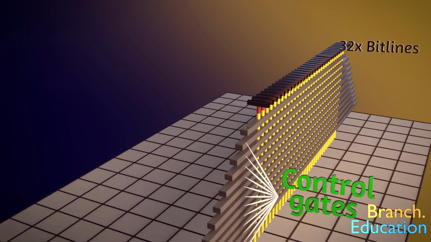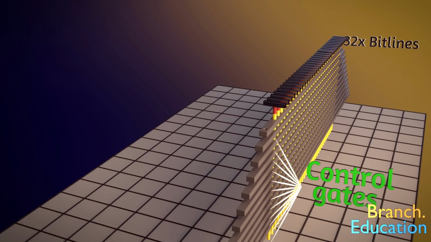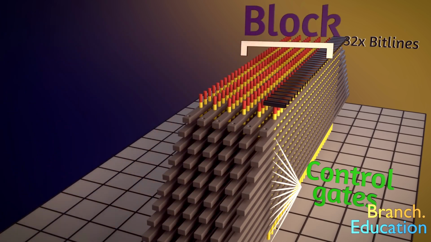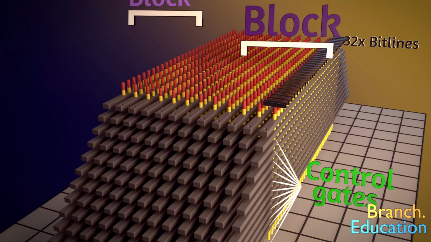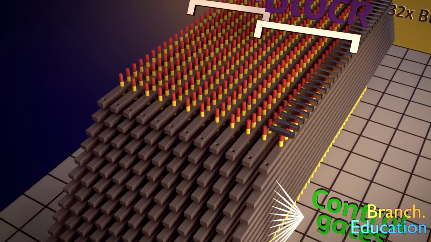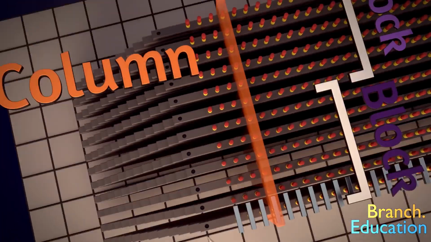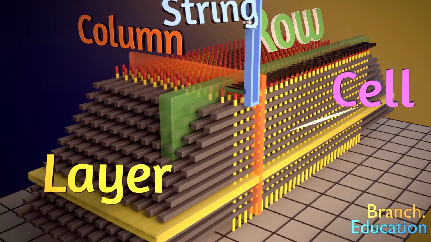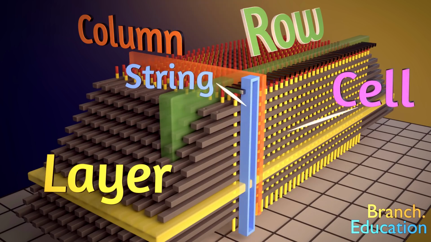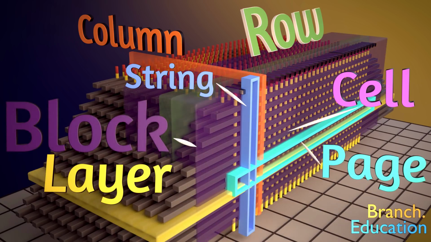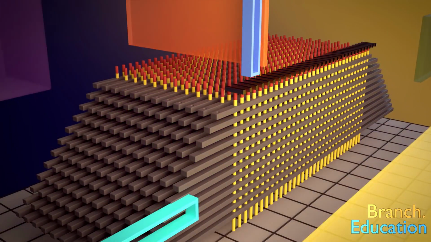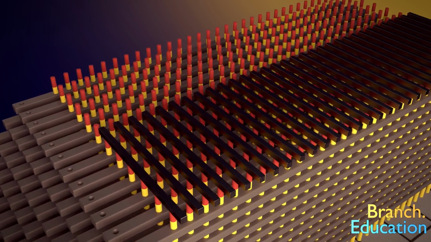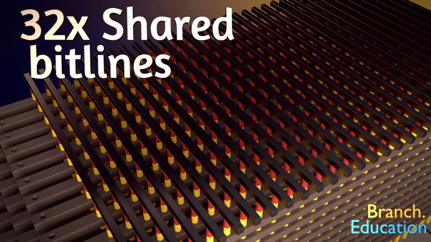Let's step up in complexity again. Next, we duplicate these rows 6 times until we get a block. But we're going to do it 12 times so we can see 2 blocks. Okay, so again, here we have a column, here's a row, and this is a layer. And now here's a cell, and here's a string. Next we have a page, and finally we have a block. We're going to connect the tops of each string in a column together, so they all share the same bit line. And our bit line is looking like a highway now.